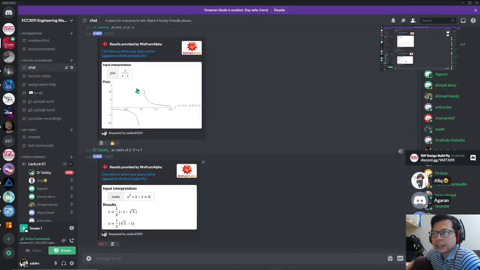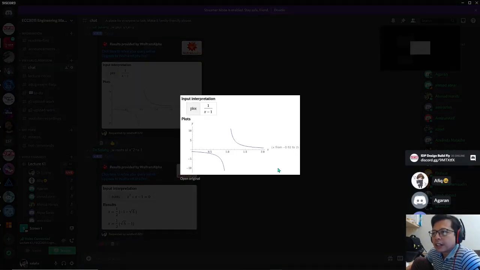Right, that is something interesting. You look at this plot right here. Okay, if you can see my screen, look at this plot right here. All right, and then you look at the definition of the function here: 1 over x minus 1.